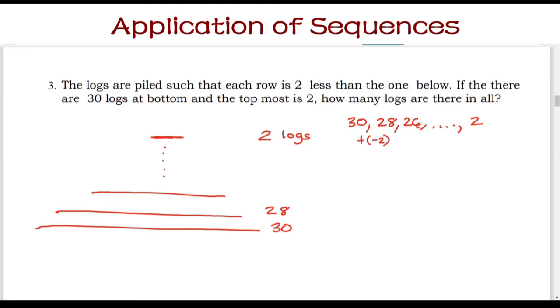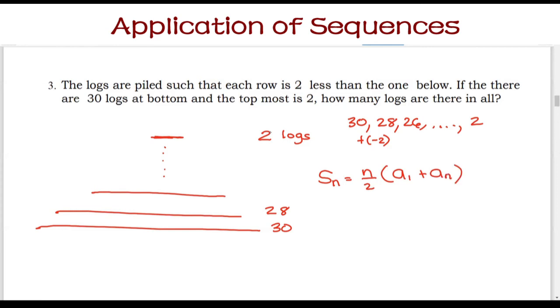Again, pwede niyong isa-isahin 'yan. Okay? Isusulat ninyo yung number of logs per row. Okay? Hanggang makarating sa dulo, which is 2. And then, i-add up ninyo 'yan. Okay? To get the total number of logs. Let me give you a formula, actually 2 formulas, in getting the sum of the first n terms of an arithmetic sequence. So, ito 'yon. Okay? S sub n is equal to n over 2 times a1 plus a sub n.